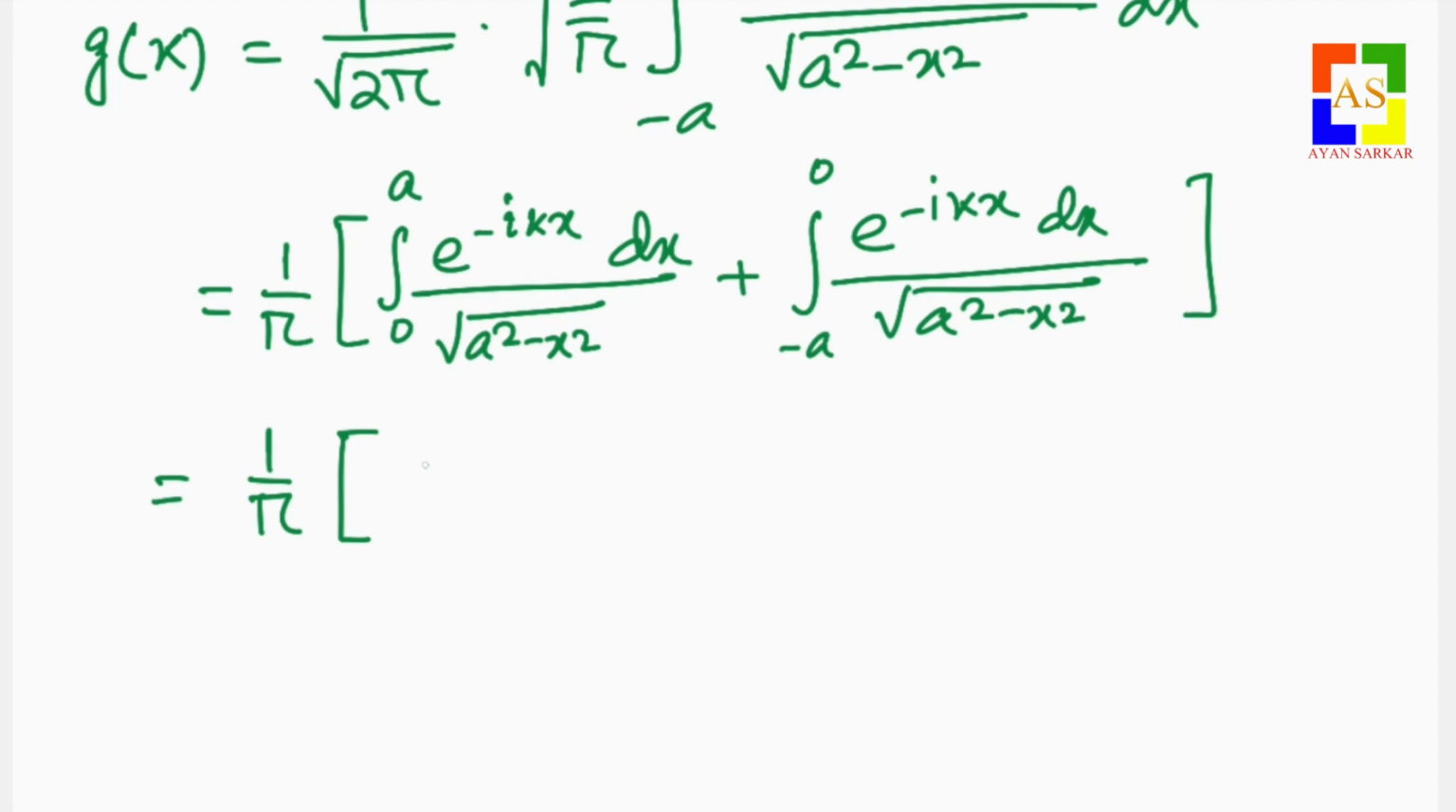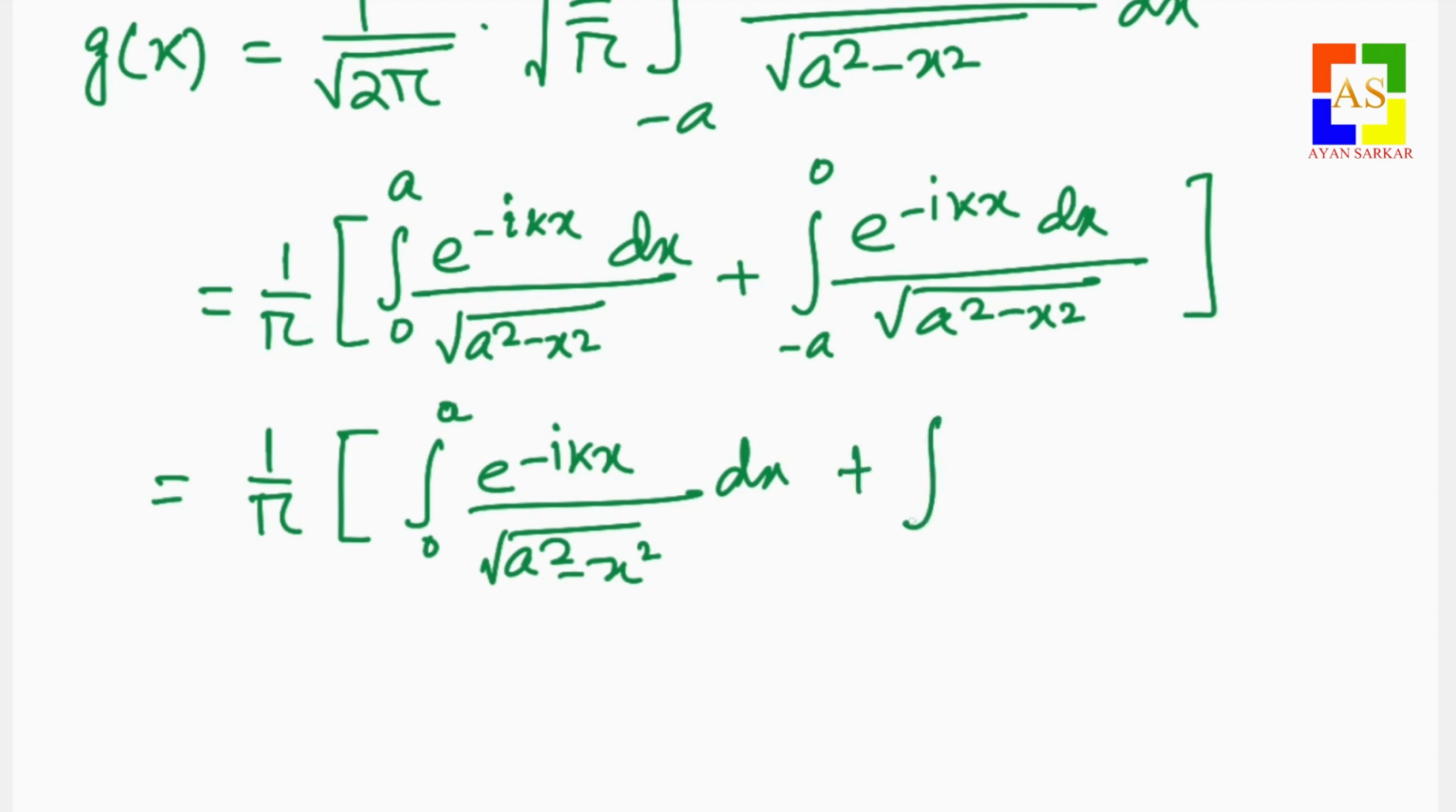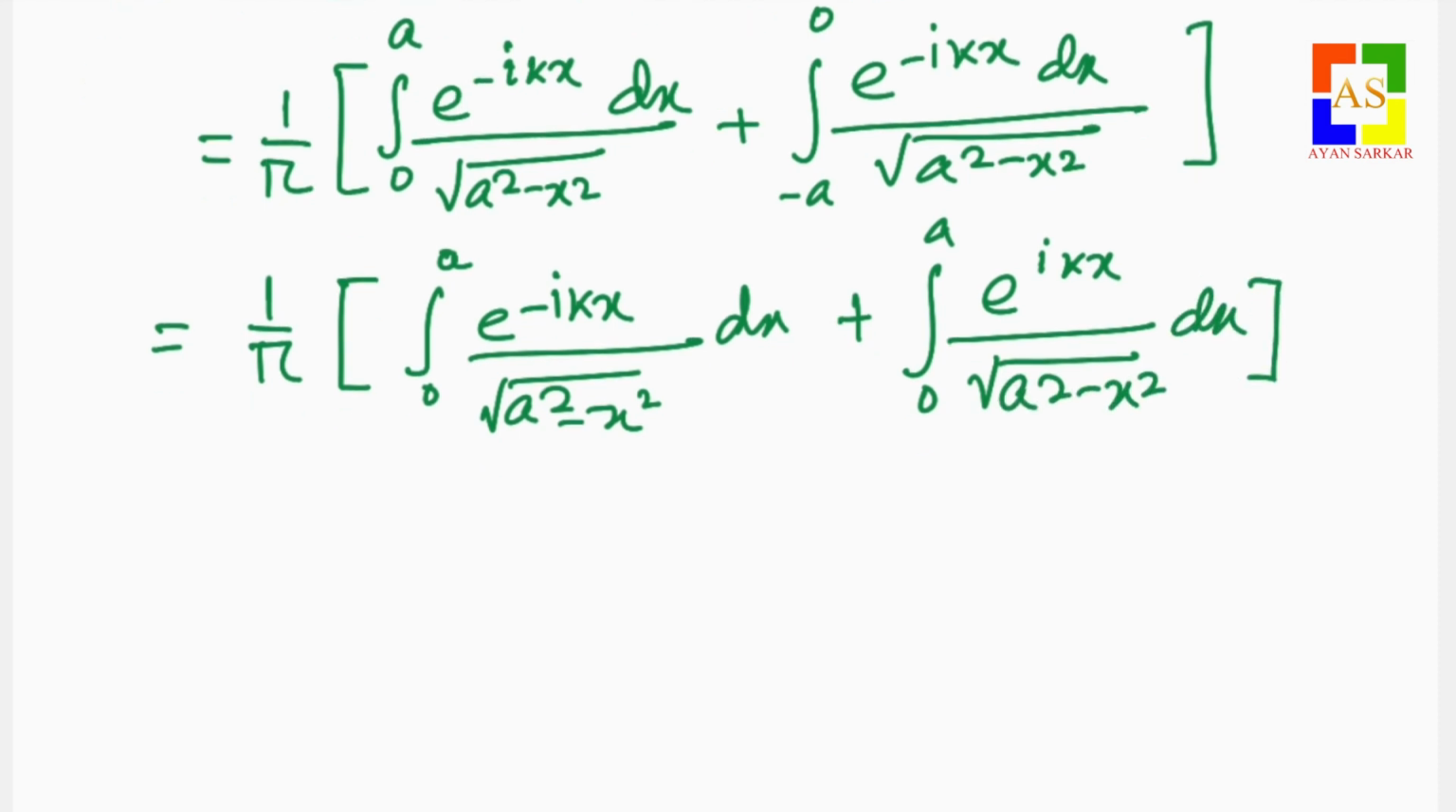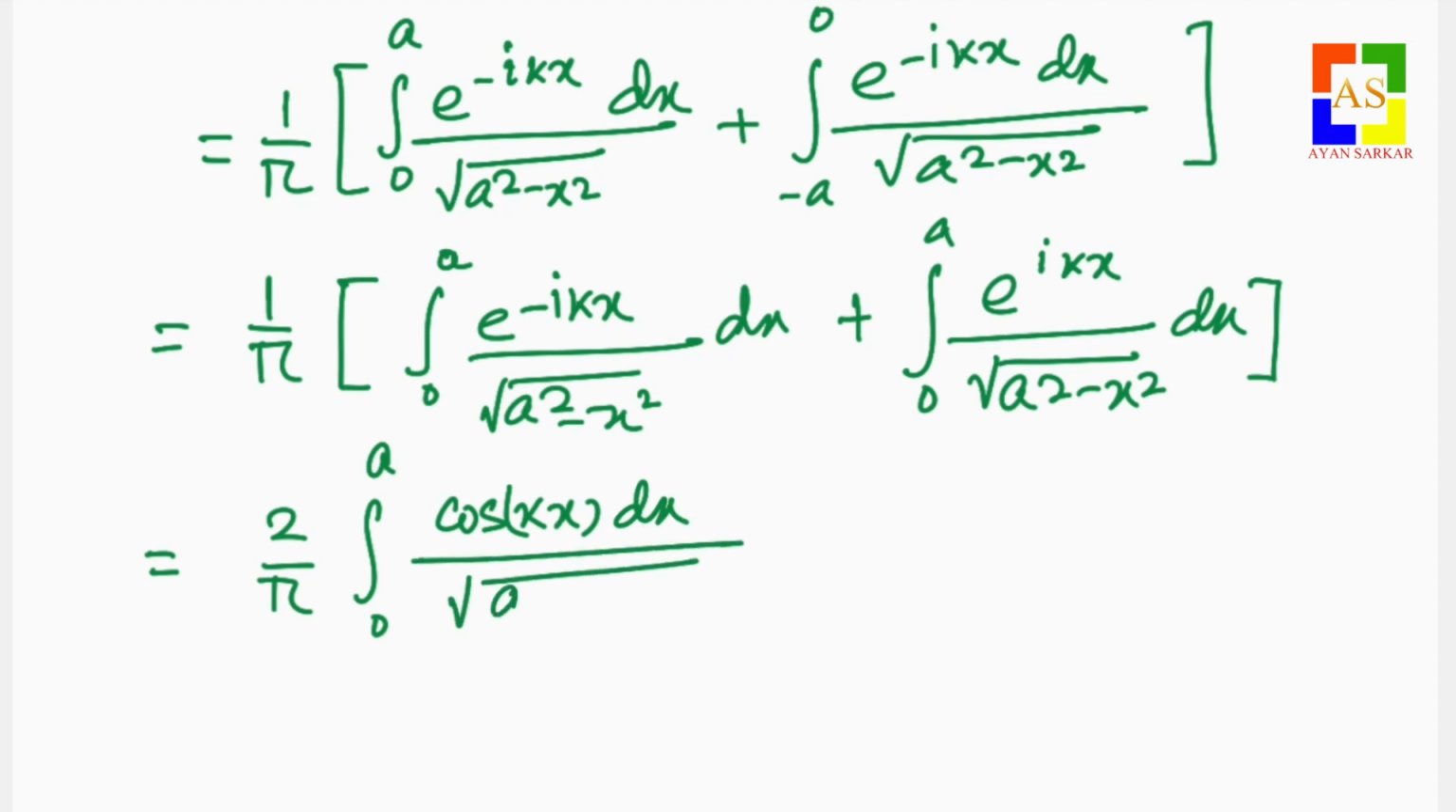Now we have to evaluate this, and we can write it like this. Now this 0 to a, and we just make it e to the power i kx divided by root over a square minus x square dx. Now you can easily see we can get one cos function here. So 2 pi 0 to a cos kx dx divided by root over a square minus x square.